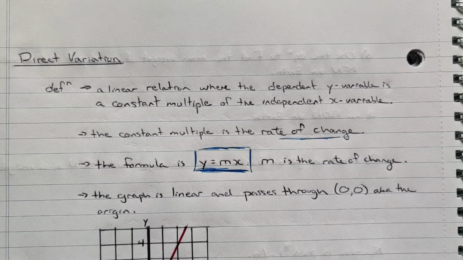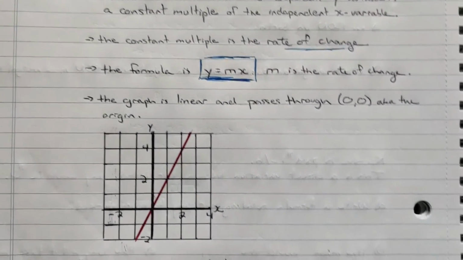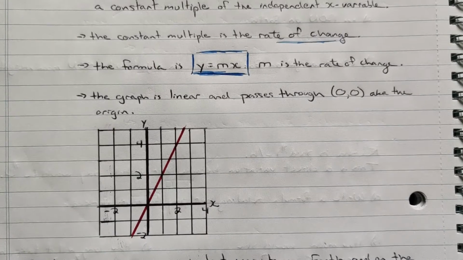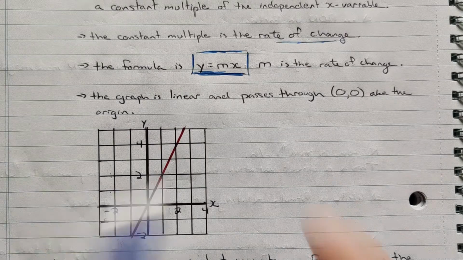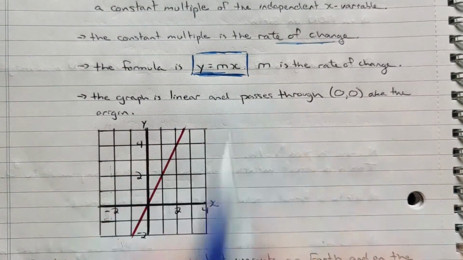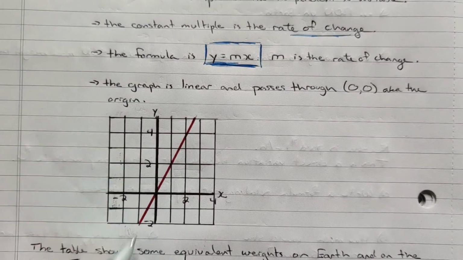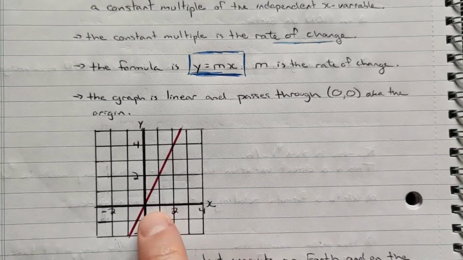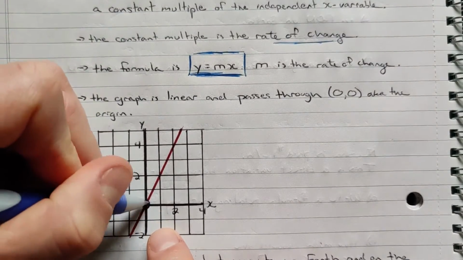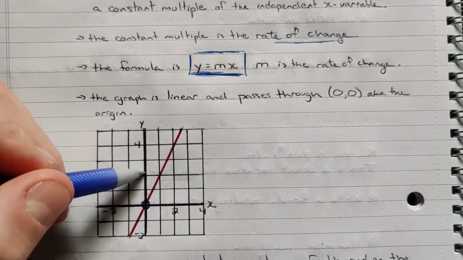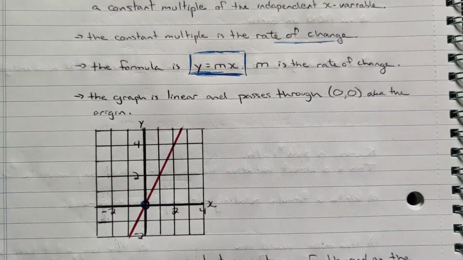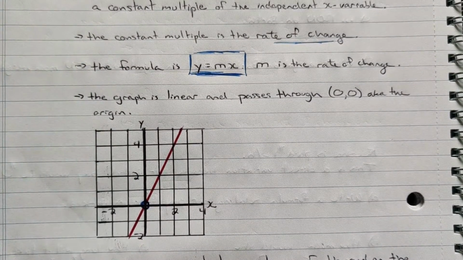When we're working on this, we're also looking at a graph. The graph is going to be linear, and in the case of direct variation, there are two ways you can tell it's direct variation. One is that it's just a multiple of x, such as the equation here, or it passes through the origin, the 0, 0 point. So this line illustrates direct variation because it passes through the origin. If it passes through any other point on the y-axis, it is not direct variation.